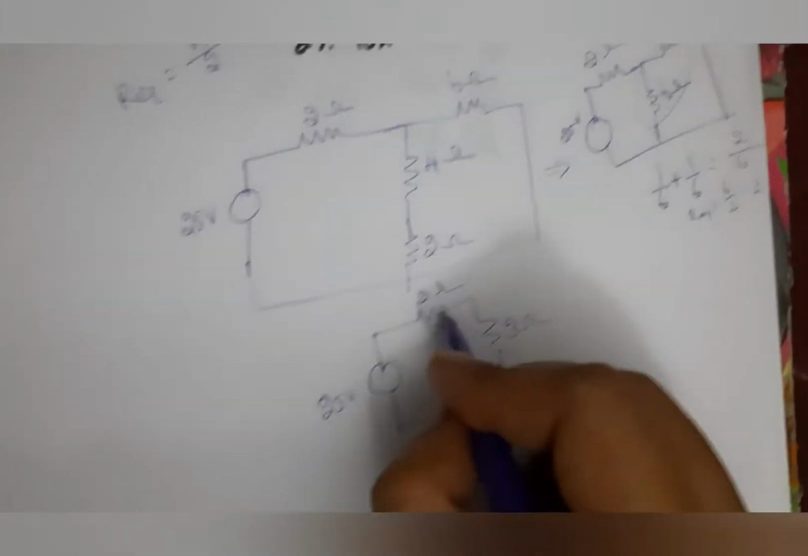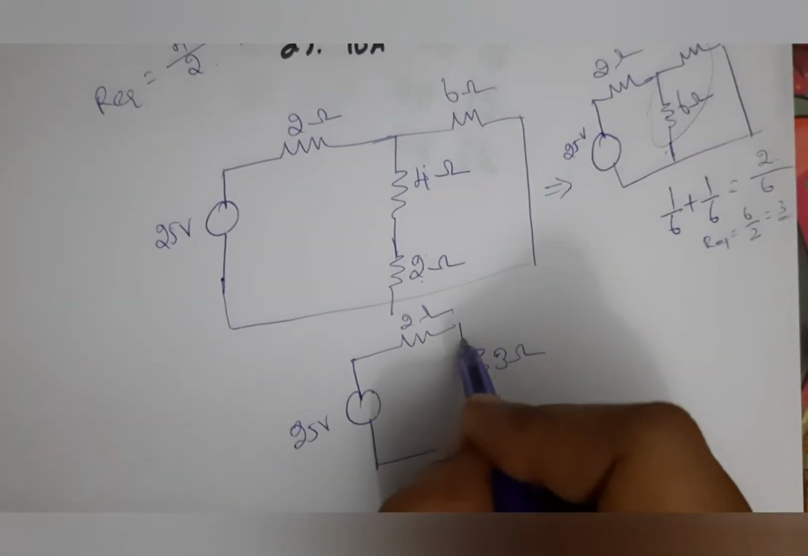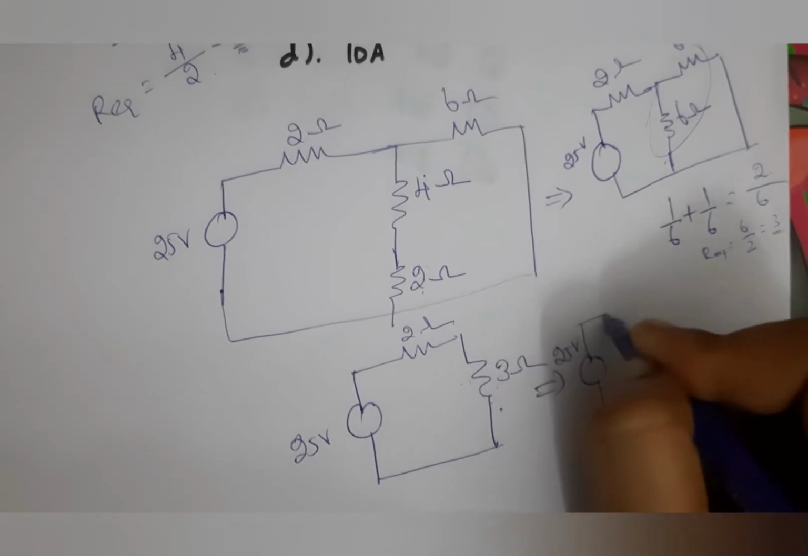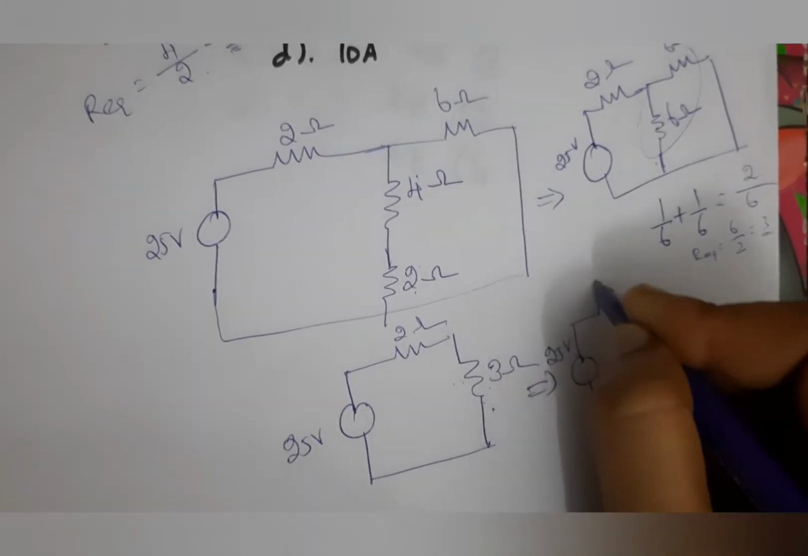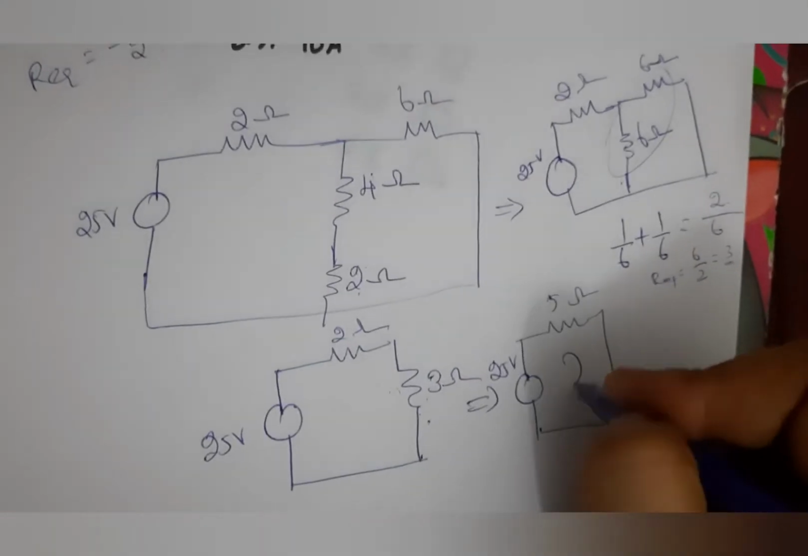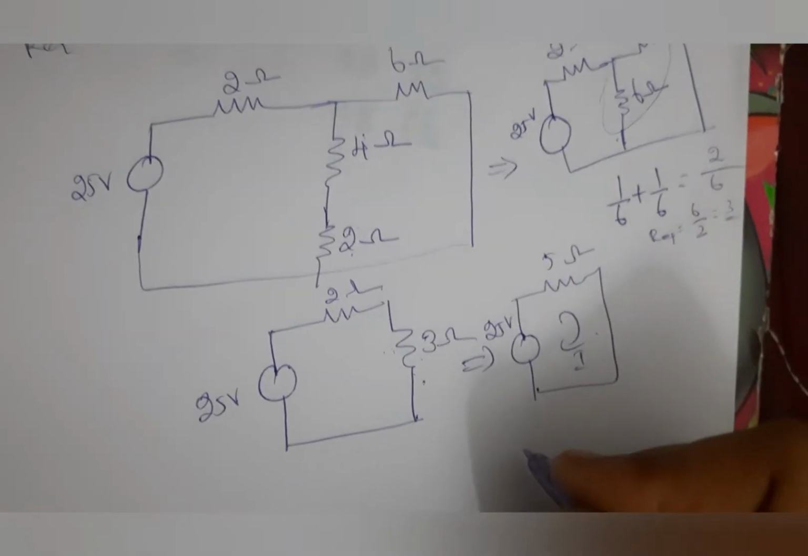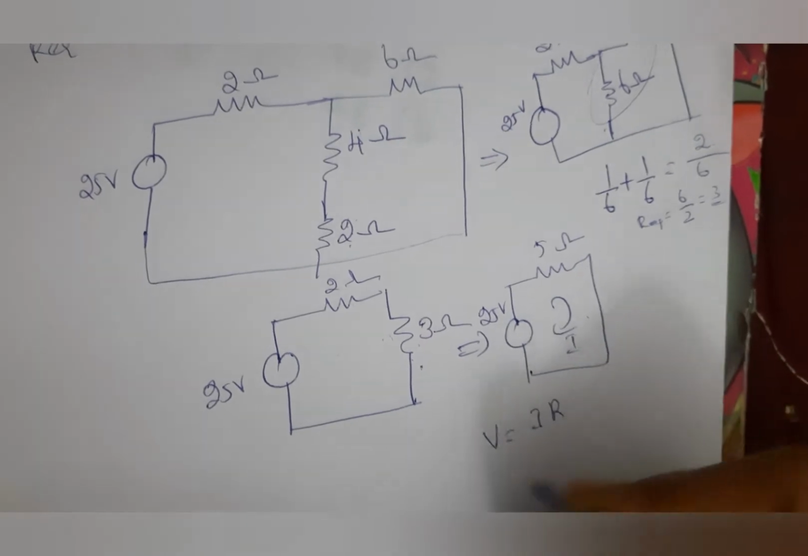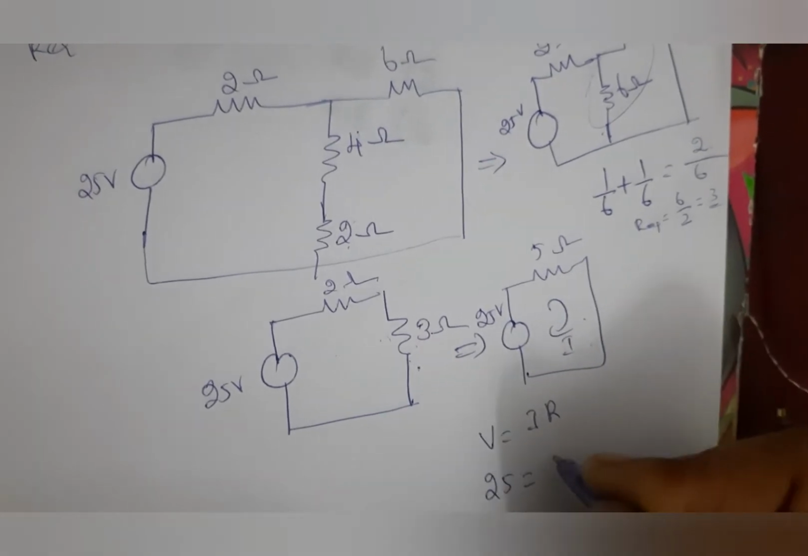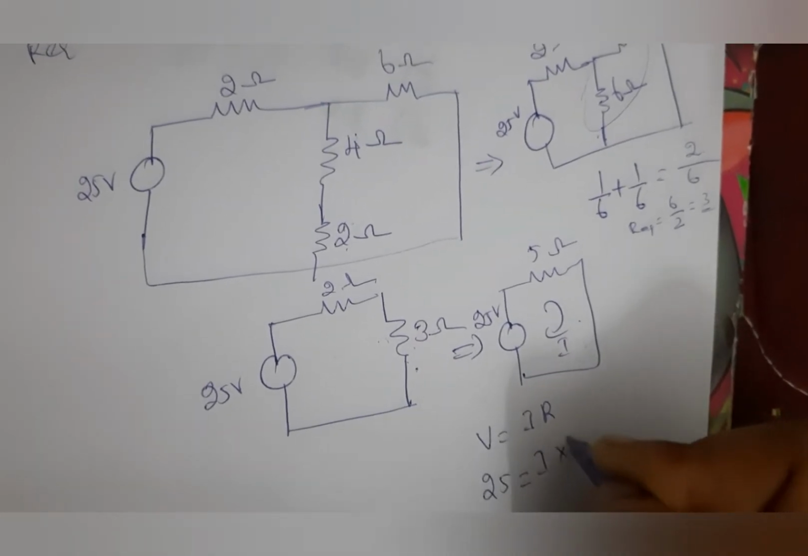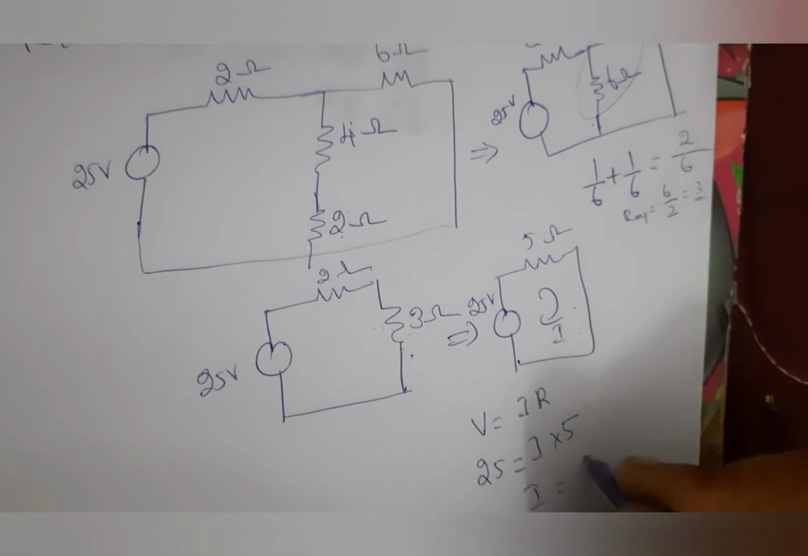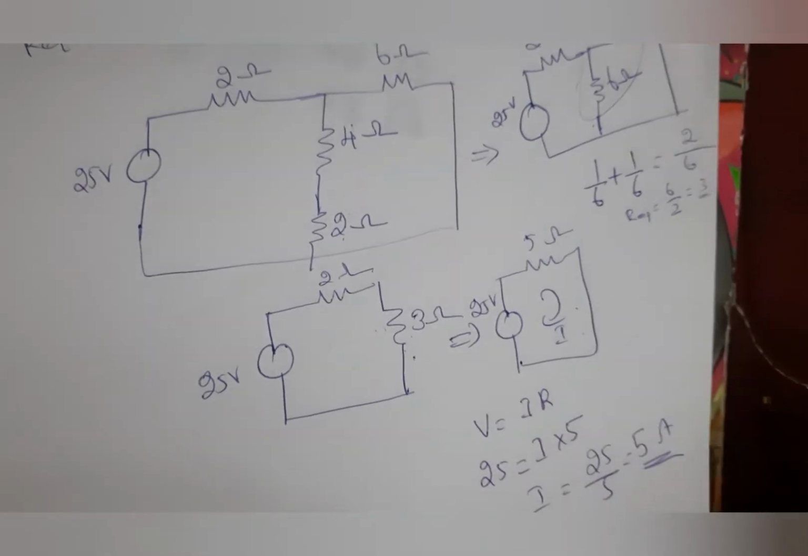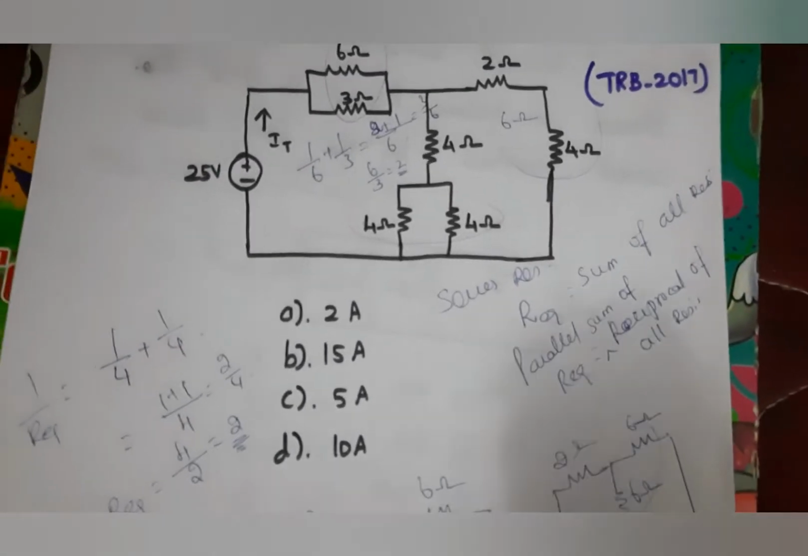Now these two are series connections, so now we can add these two. So this becomes 25 volt and 5 ohm. Now we have to find the I value. According to Ohm's law, V is equal to IR. And here V is equal to 25, we have to find I, and R is 5. So I is equal to 25 divided by 5, that is 5 amps. So here the answer is 5 amps.